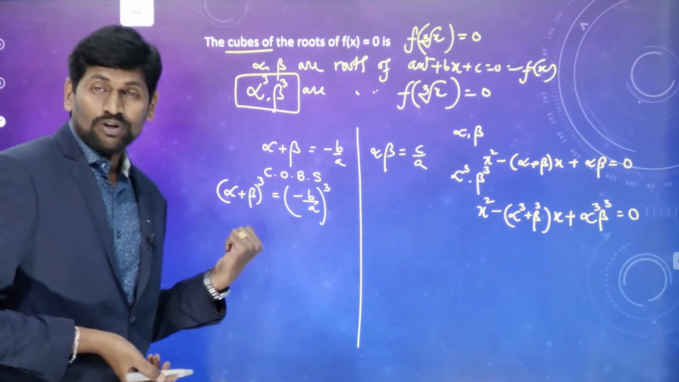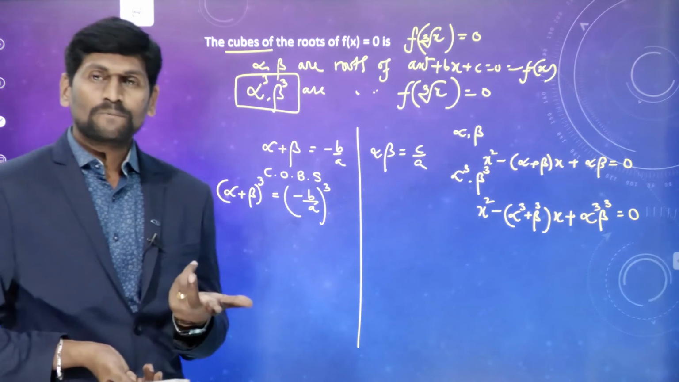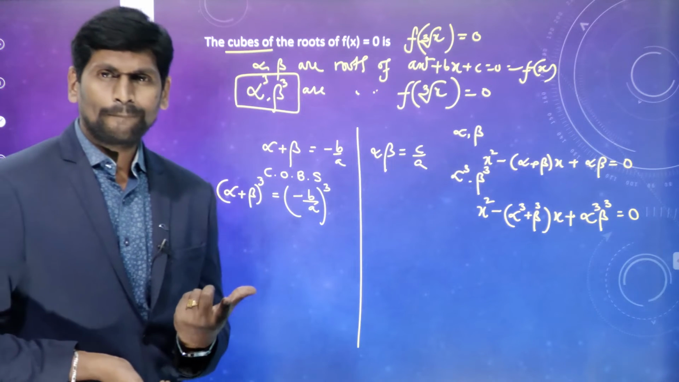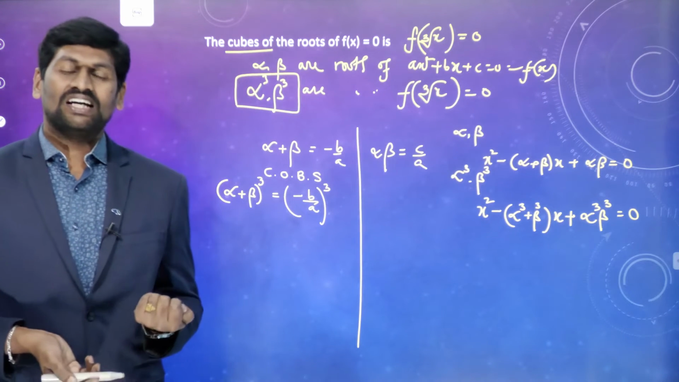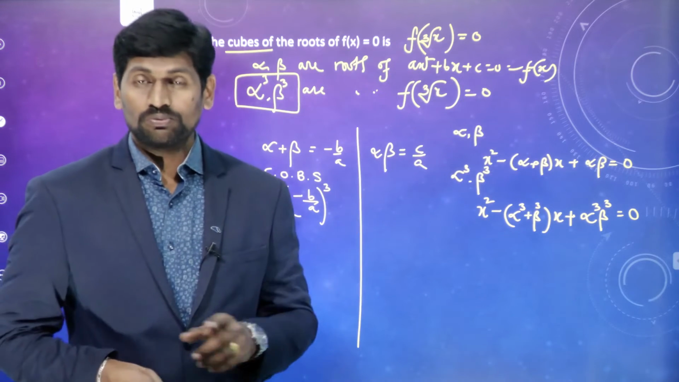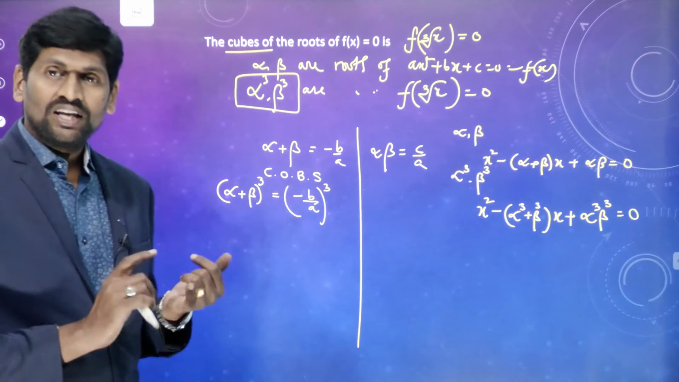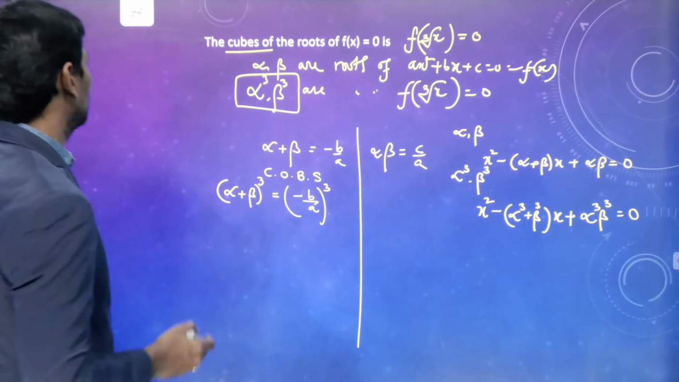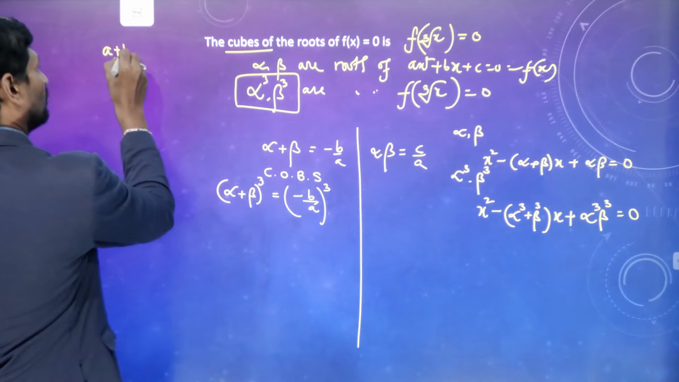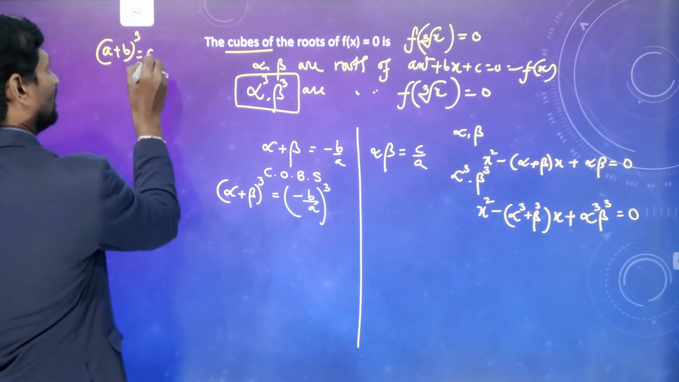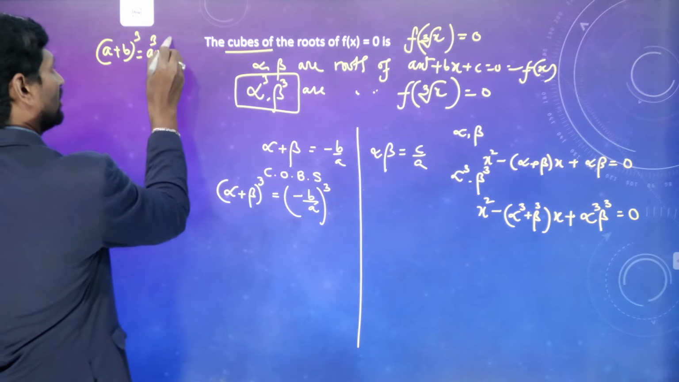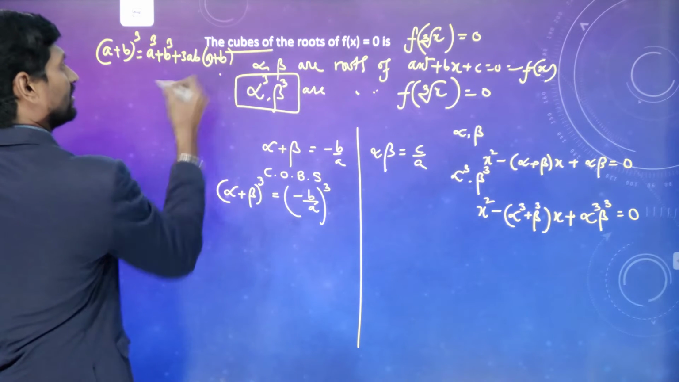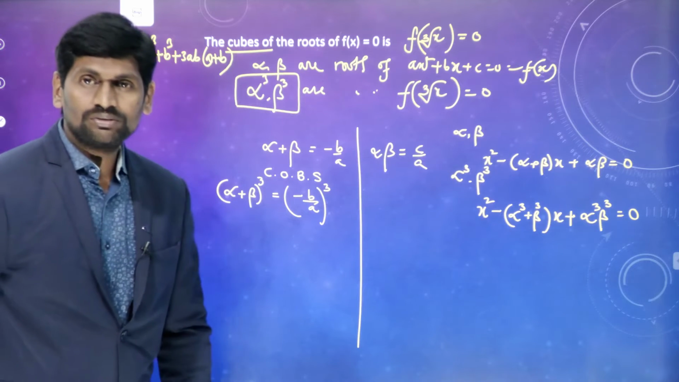So it is looking like one of the algebraic identities. What is the identity? (a plus b) whole square, right? No. It is (a plus b) whole cube. What is the (a plus b) whole cube formula? a cube plus b cube plus 3ab into (a plus b). I am writing it here. a cube plus b cube plus 3ab into (a plus b).